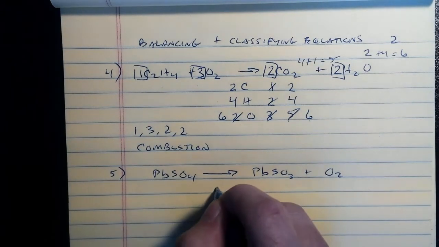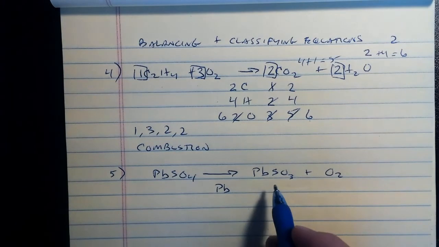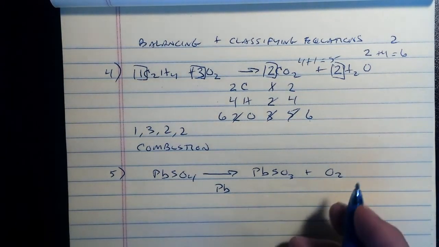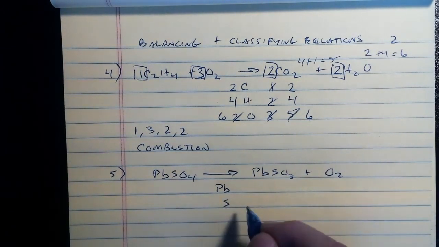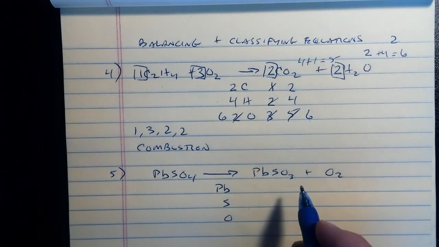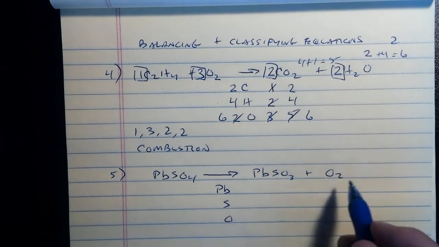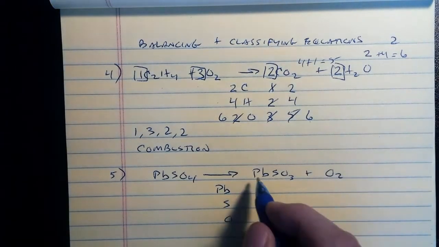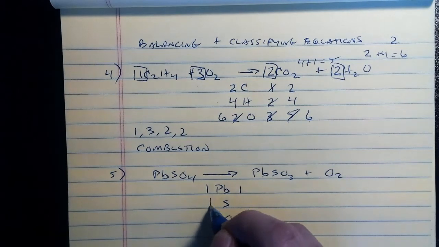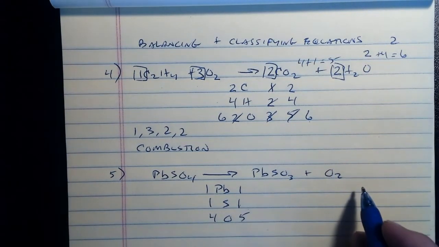So let's look at what we have on both sides. We got lead on each side, but we don't have sulfate on each side, so we can't keep that together. We got to break it down: S and O. Okay, so right away, you got to see what is different. Let's add this up. We got 1 lead and 1 lead, 1 sulfur and 1 sulfur, 4 oxygens and 5 oxygens.